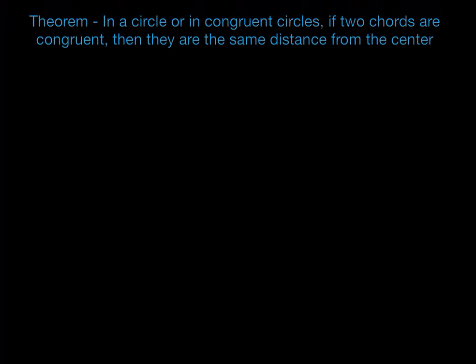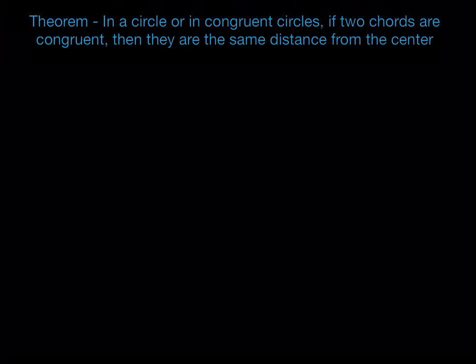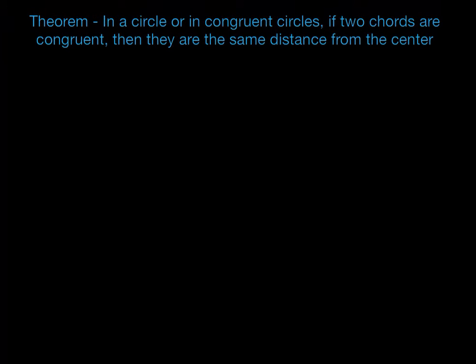Let's take a look at a third theorem. A third theorem says in a circle or in congruent circles, if two chords are congruent, then they are the same distance from the center. This one looks a lot like the previous theorem. The previous theorem stated in a circle or in congruent circles, if two chords are the same distance from the center, then they're congruent. This is the converse of the previous theorem.